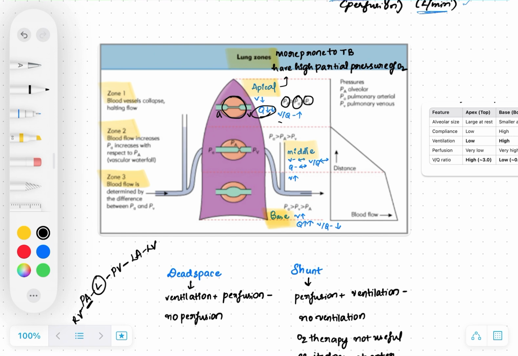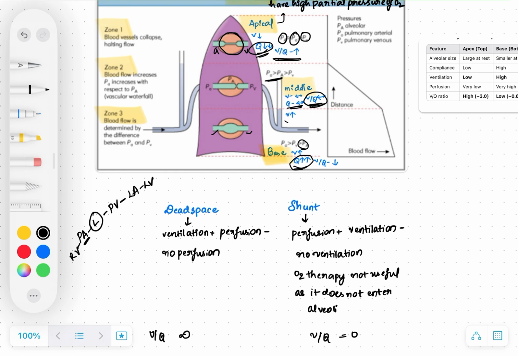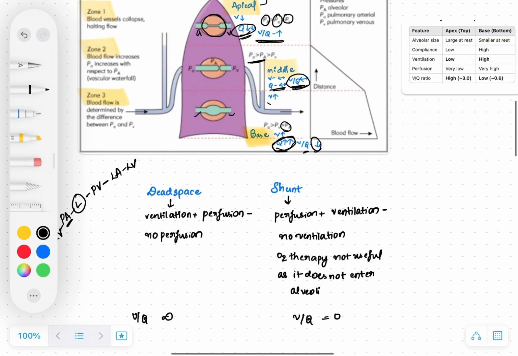In the second zone, the alveolar and the arterial pressure are almost equal, so there will be moderate perfusion. At zone 3, the alveolar pressure is very low compared to the artery and the venous pressure, so there will be very high perfusion. Since the apex has very low perfusion, the denominator is very low, so the V by Q ratio will be high. Here both ventilation and perfusion are moderate, so the V by Q ratio will be normal. At the base there is very high perfusion. Since the denominator value is high, there will be a very low V by Q ratio.